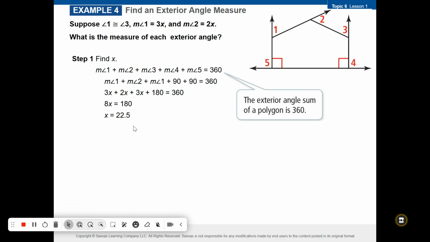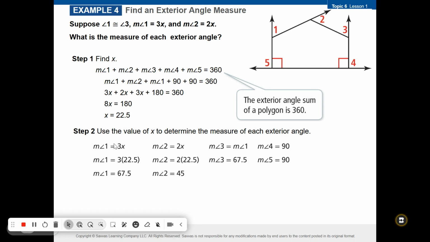So x is 22.5. What do I do with this 22.5 to find all the angles? 4 and 5 are done, but I need 1, 2, and 3. So what am I going to do? You've got to put the x in on angles 1, 2, and 3. Yeah, we're going to substitute that in.